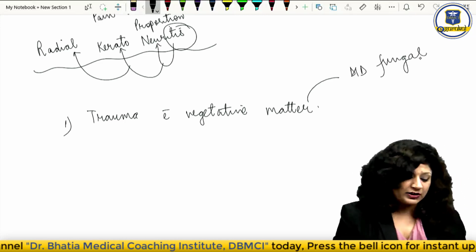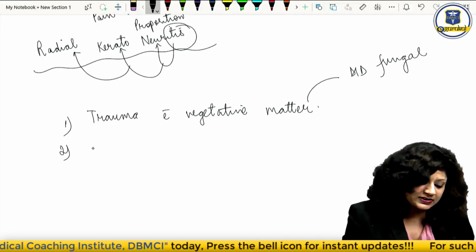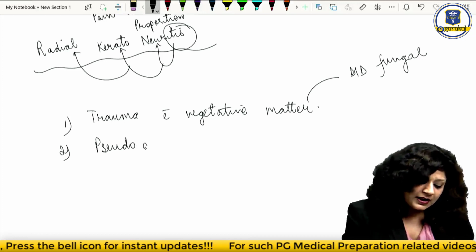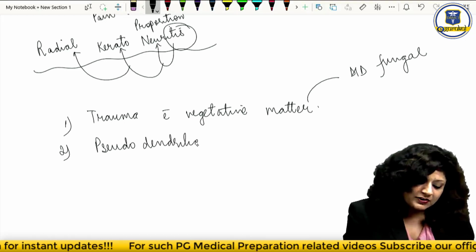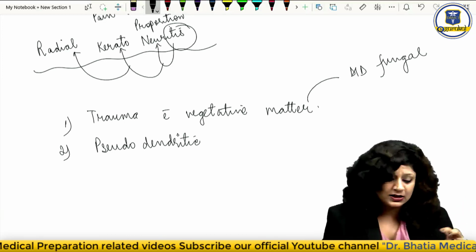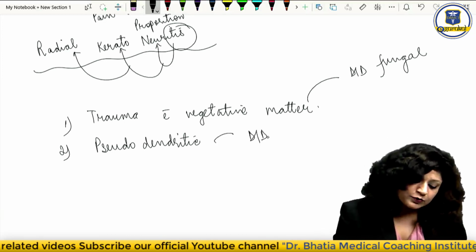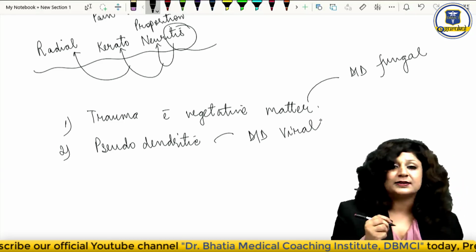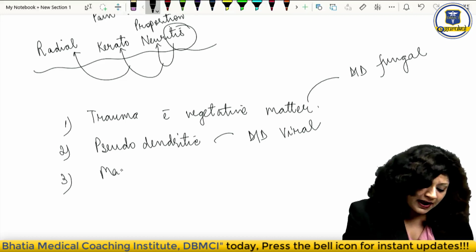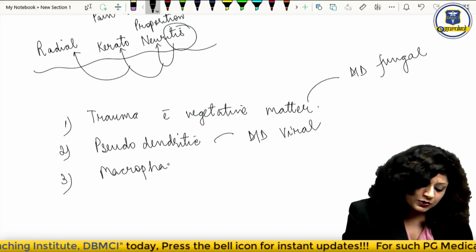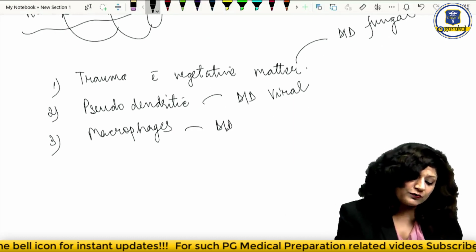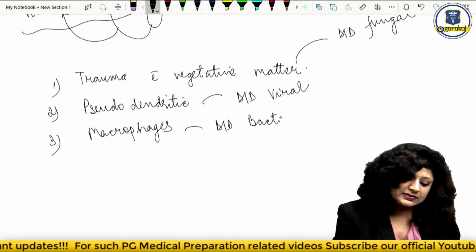Second important thing, here also you can get the pseudo-dendritic pattern. That is not true dendrites, but no knobs are present here. This will cause a confusion with the viral corneal ulcer. Number 3, here also you can see the macrophages, which will confuse you with the bacterial corneal ulcer.